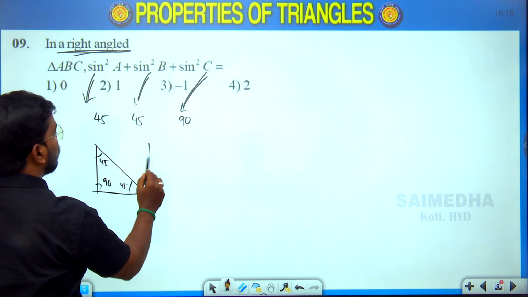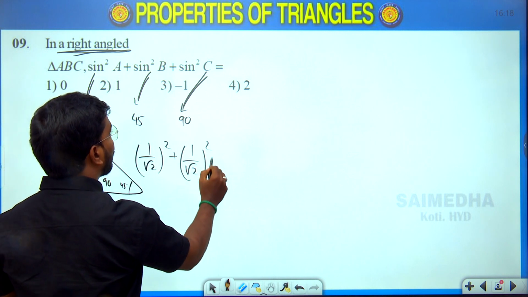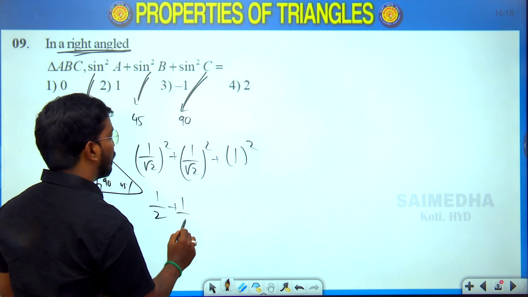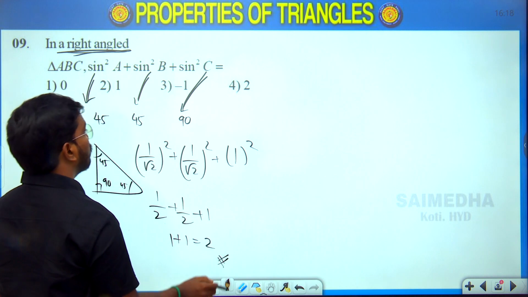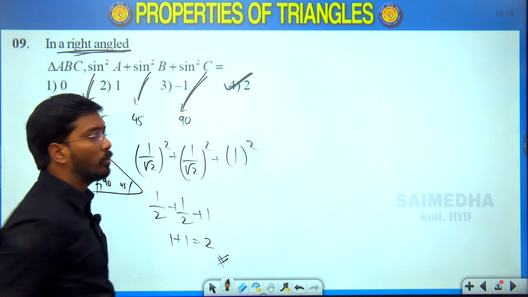Sin square 45 value is what? 1 by root 2 whole square. Sin square 45, 1 by root 2 whole square. Sin 90, 1 whole square. This is 1 by 2 plus 1 by 2 plus 1. 1 by 2 plus 1 by 2 is 1. 1 plus 1, what is the answer? 2. So, the correct answer for this question is, where is the 2? Option number 4. Go through it.